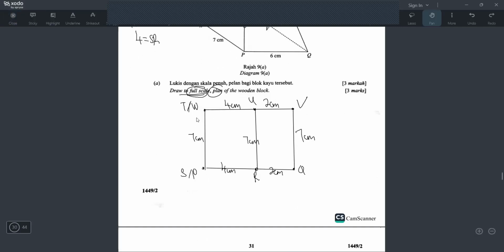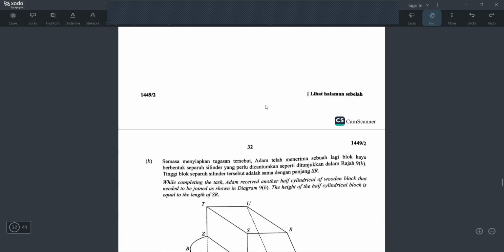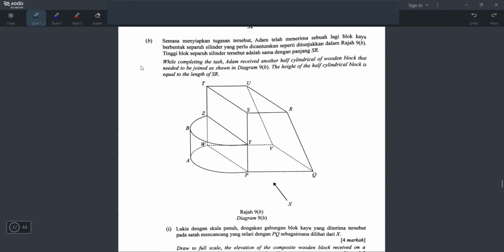And one more time, I remind you, make sure you really use a ruler to measure exactly 7 cm, 4 cm, 2 cm. All these lengths have to be exactly the same. And also it has to be 90 degrees, everything. Okay, time to do B.